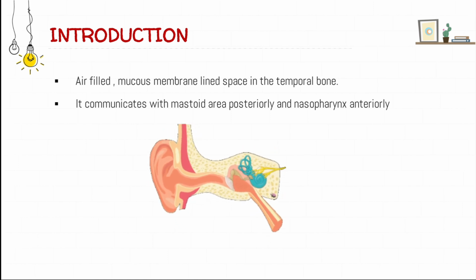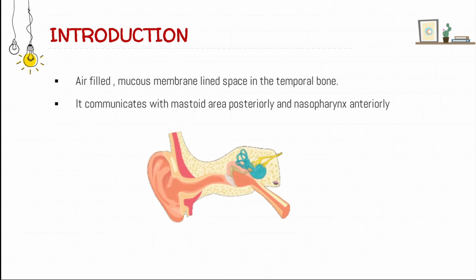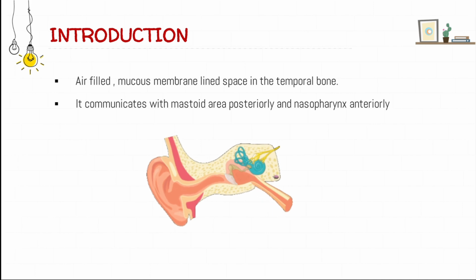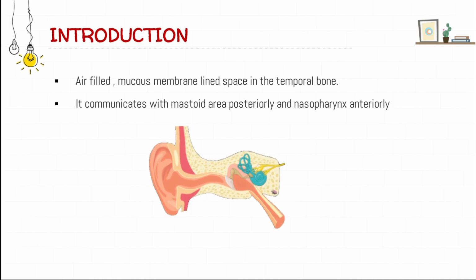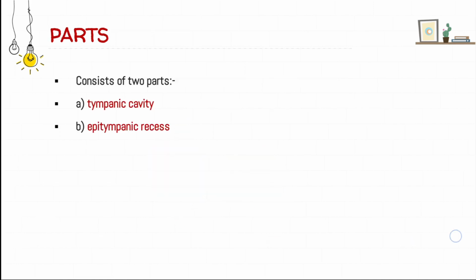Middle ear is an air-filled mucous membrane-lined space in temporal bone, and it communicates with mastoid area posteriorly and the nasopharynx anteriorly. Moving on to the parts, there are two, which is tympanic cavity and epitympanic recess.